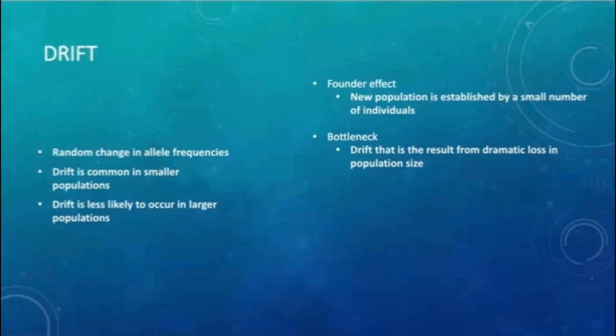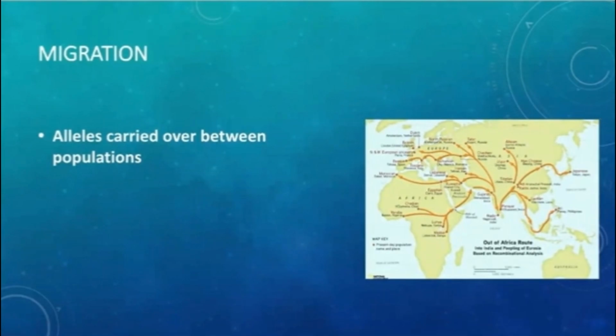And then we have the bottleneck event, which occurs when a population undergoes a significant drop in size, which results in a loss of genetic diversity and potential long term effects on the population's ability to adapt to its environment. Lastly, we have migration, which involves the movement of individuals from one population to another, resulting in the transfer of alleles from one gene pool to another.